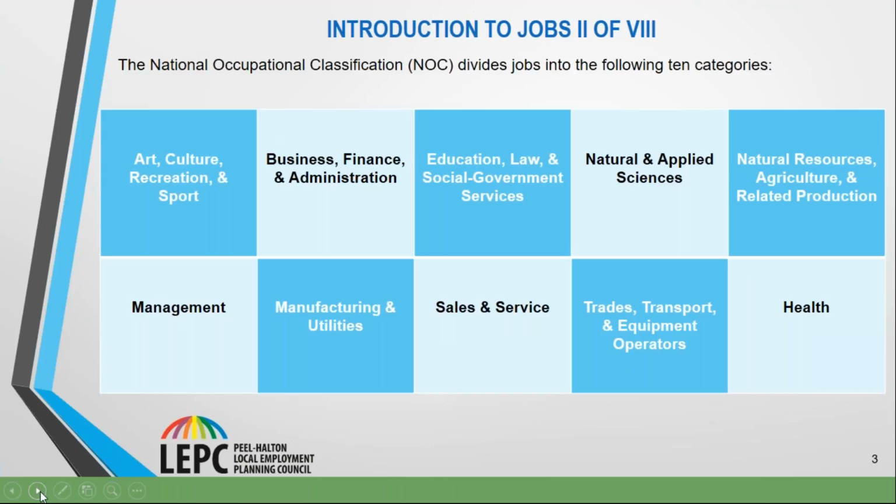This table illustrates the main categories of NOC. All jobs are classified in one of these 10 categories. For example, 2 of these categories are natural and applied sciences occupations and sales and service occupations. Next slide will show some examples of subcategories in each of these 10 occupational classifications.